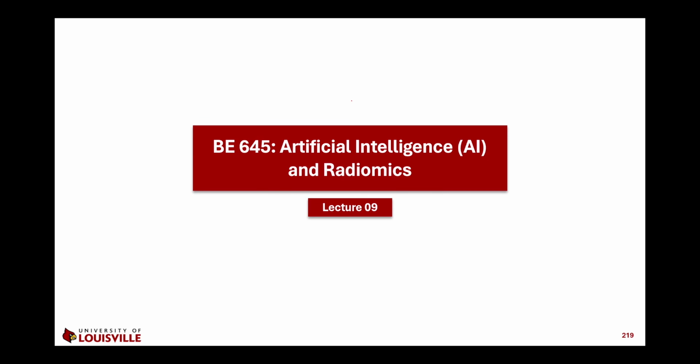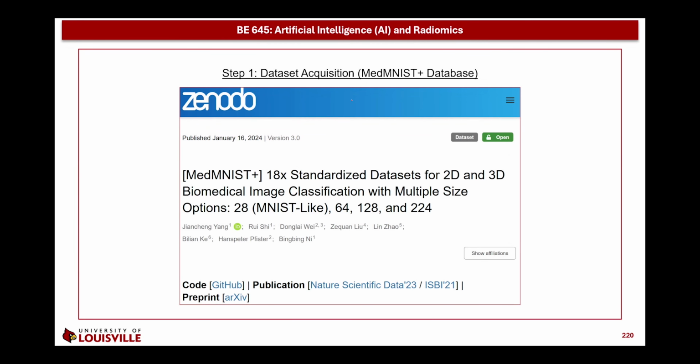Hello everyone, this is lecture 9 of course PE 645. In today's lecture we are going to revisit the artificial intelligence workflow in Radiomics that consisted of different steps from data acquisition to classification and performance evaluation. But in this lecture we are going to deal with 3D datasets.